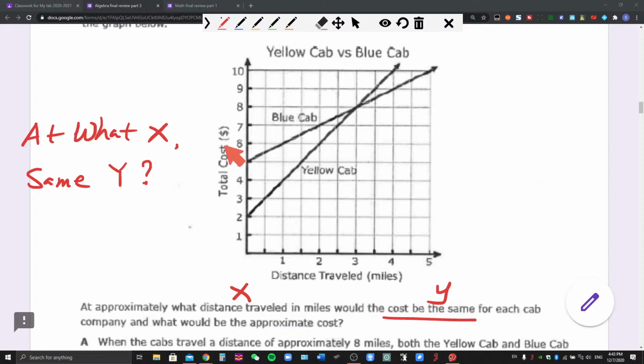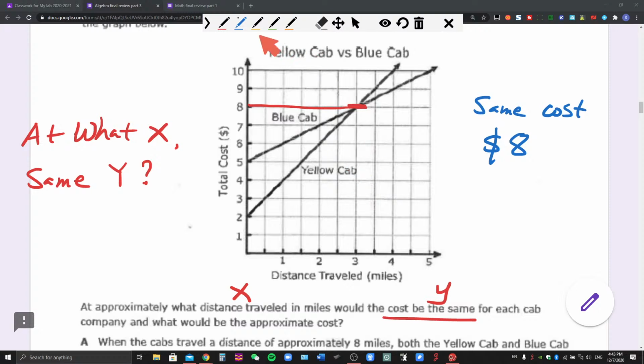All right, so basically if we check the different y's, they only share the same y at this point, right? That's the common solution. That's the intersection. That's when they have the same y. The 2 lines have the same y, and that y will be $8. Okay, the same y, the same cost of $8.